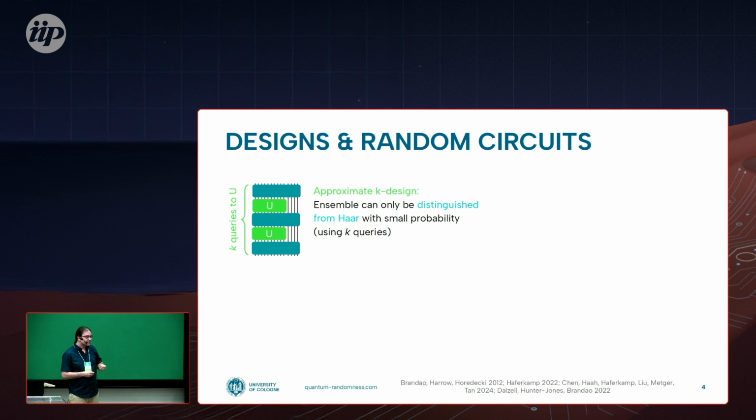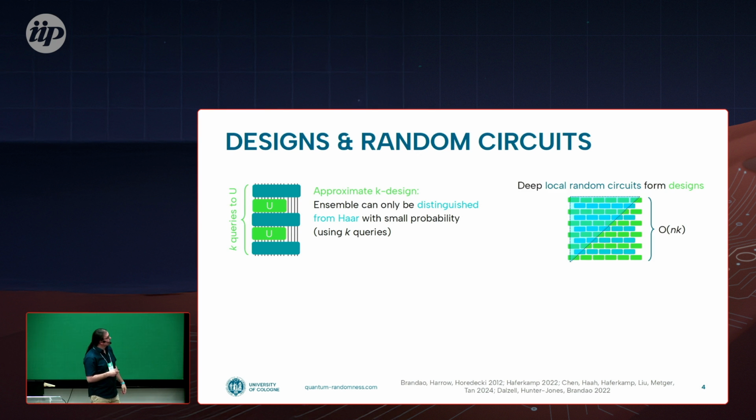So a K-design is basically an ensemble of unitaries. What we require from this ensemble is that we can take K unitaries from it, and we can do anything in between. We can use ancillas, we can do adaptive operations. And we should not be able to distinguish this from a Haar random unitary with only K queries. That's what a K-design is about. There are different notions of designs, and we'll talk a bit about this later, but for now, that's what we want to work with.